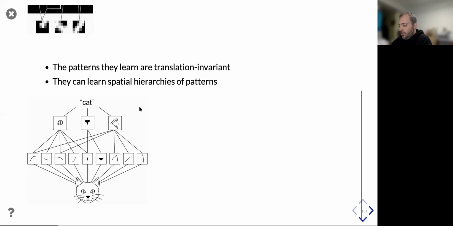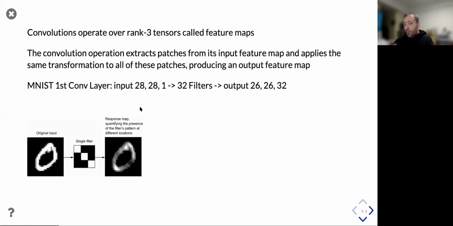So let's see in more detail how this will work, how we will have access to these patterns. First of all, as I mentioned before, the convolution operates over rank 3 tensors. So we have again the height, the width, and the number of channels. These are called feature maps. The convolution operation extracts patches from this input feature map and applies the same transformation to all the patches.